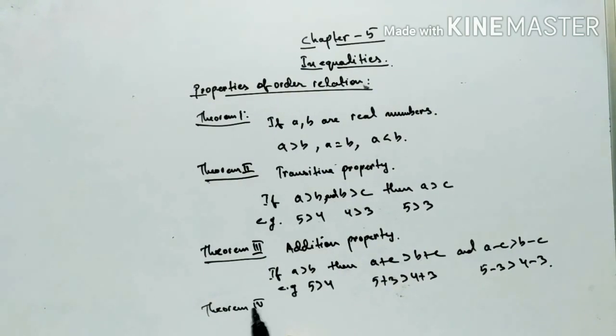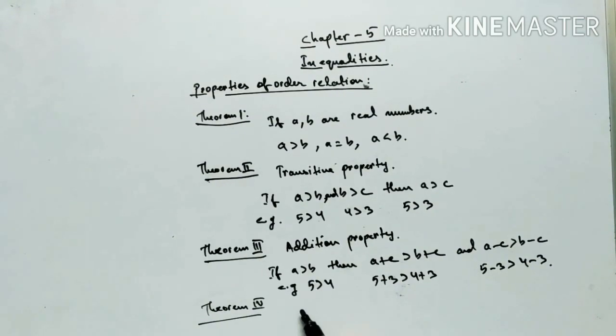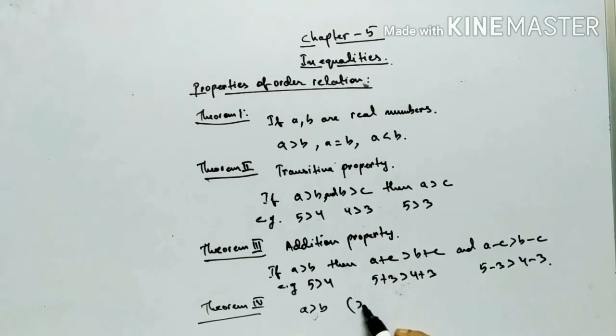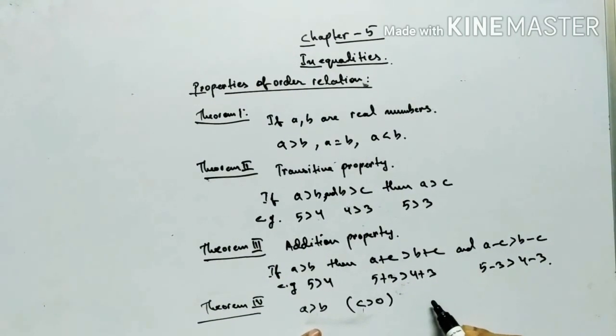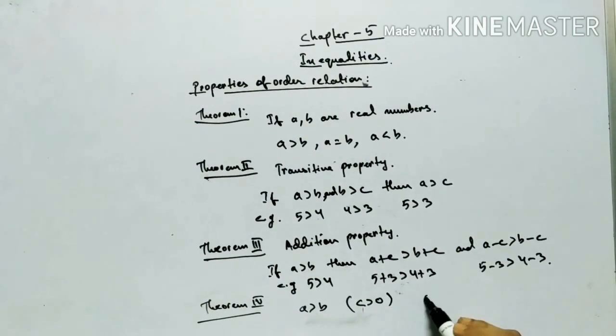This is our theorem 4. Now in theorem 4 it states that, let's say A is greater than B, and there is another number C which is positive, C is greater than 0. If I multiply both sides by this C, AC will be greater than BC.